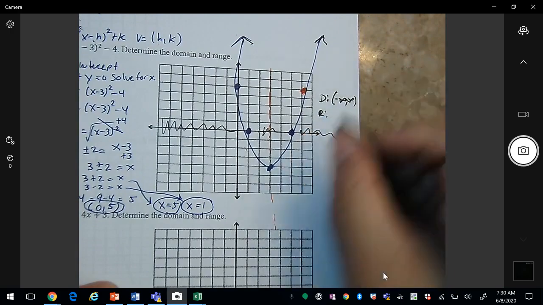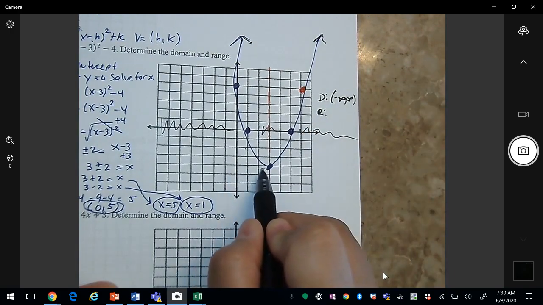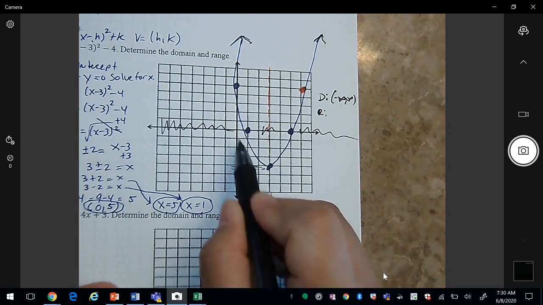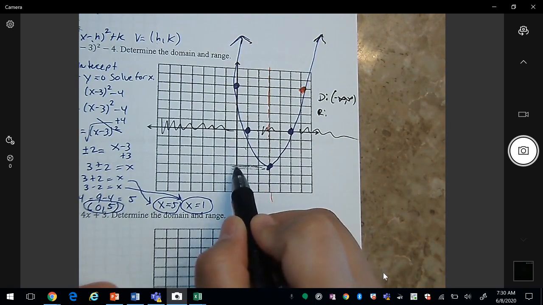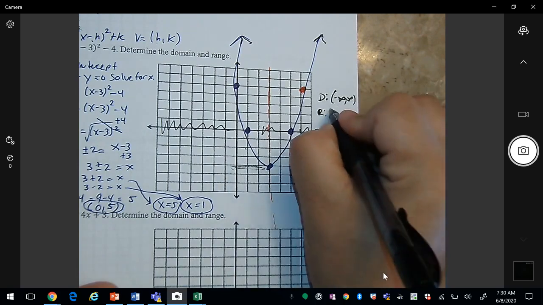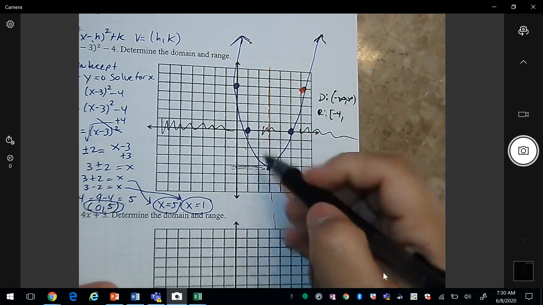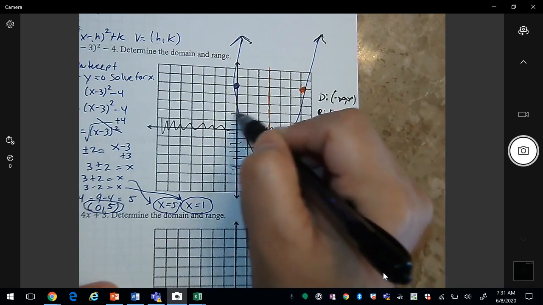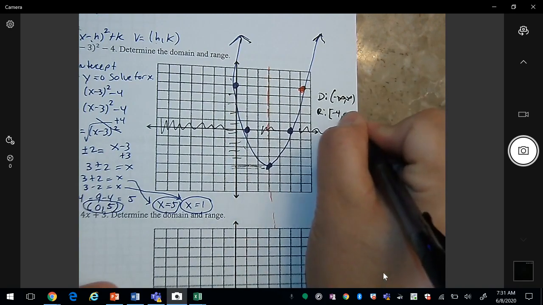Now the range, the lowest y value is this one here, which is at -4. And then we start using all these y values. So from -4 to infinity.